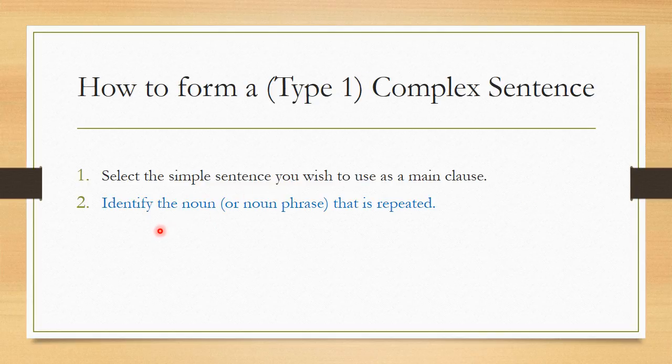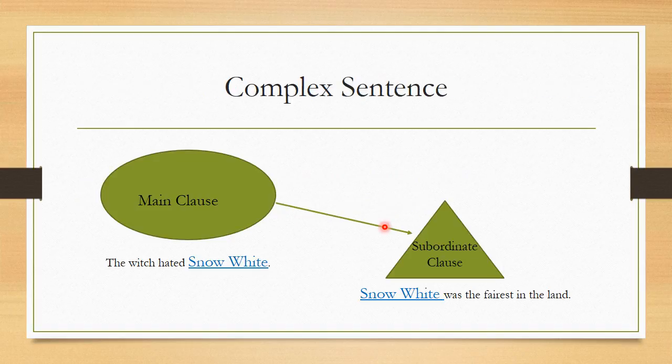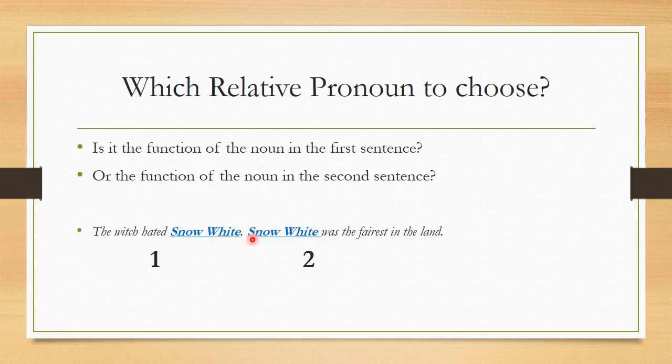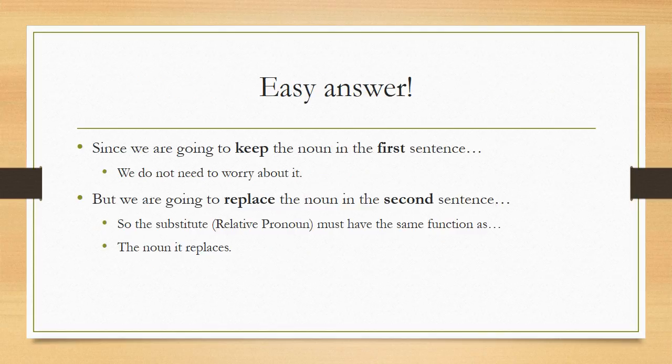Second step. Identify the noun or noun phrase that is repeated. Very simple. It's going to be Snow White, right? Okay. Now select the appropriate relative pronoun. Oh, now I'm stuck. Which noun are we talking about? The one in the first, the one in the second sentence? You see there's one here and there's one here, right? So which one exactly am I looking for its function?